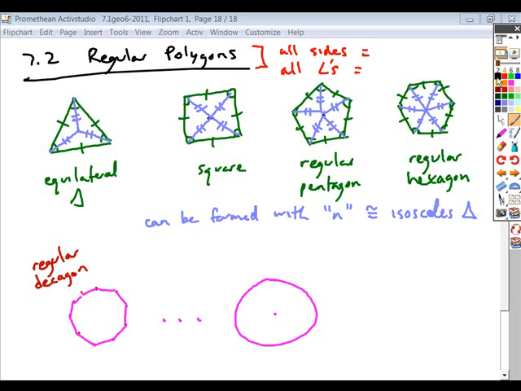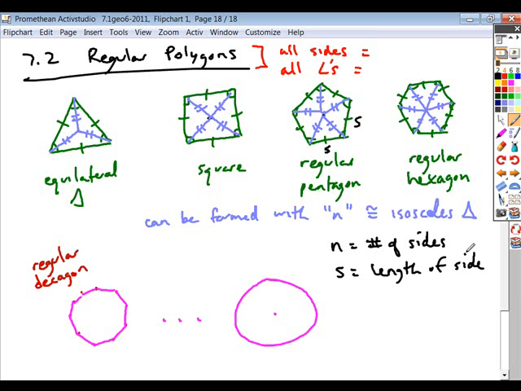Okay. And so the last thing is just to introduce you to some abbreviations or symbols. N represents number of sides. Okay. S represents the length of each side. Okay. Especially in terms of a regular polygon. We've used that for squares already, for the S is the length of the side.